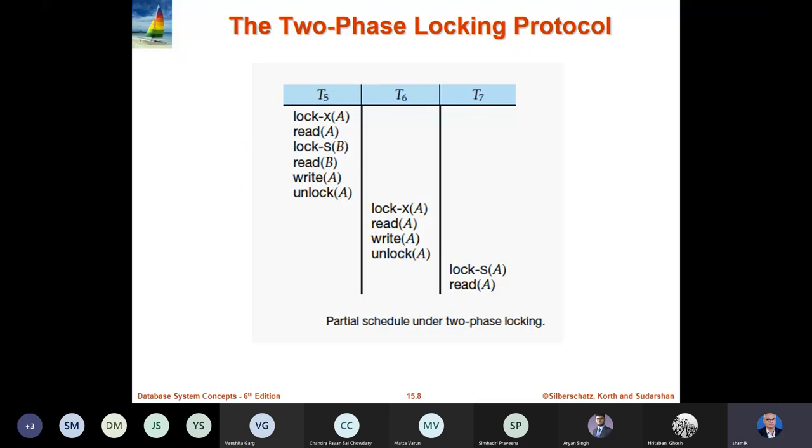So we see this example, which is a partial schedule, everything has not been shown, where P5 has locked A and then locked B, then it has unlocked A. Once it has unlocked, it cannot lock anything else. And because it has unlocked, now P6 can lock A in exclusive mode. It writes and unlocks. And then P7 again locks A in shared mode and then reads it.